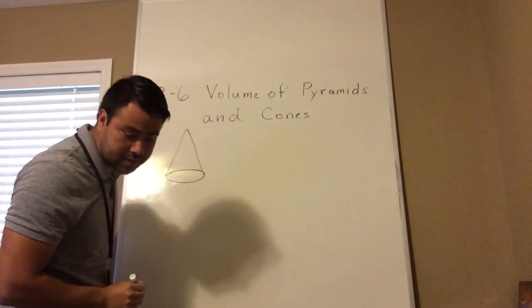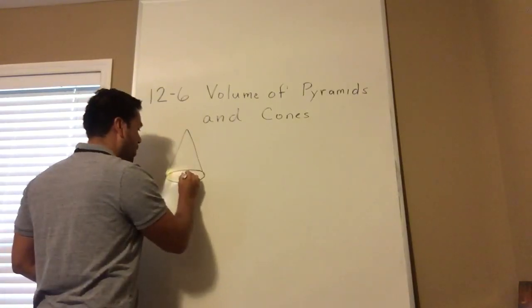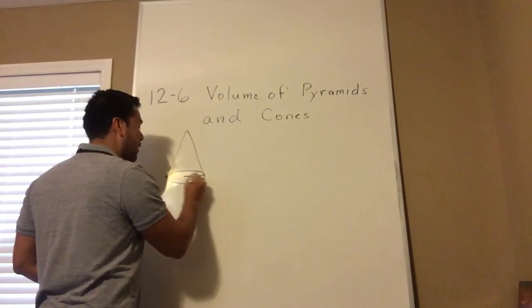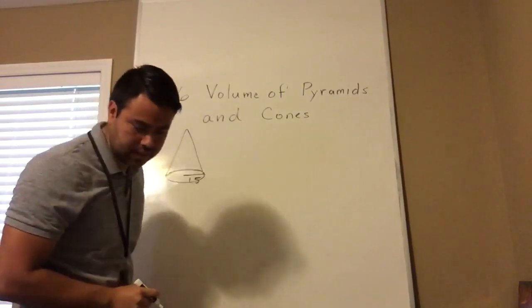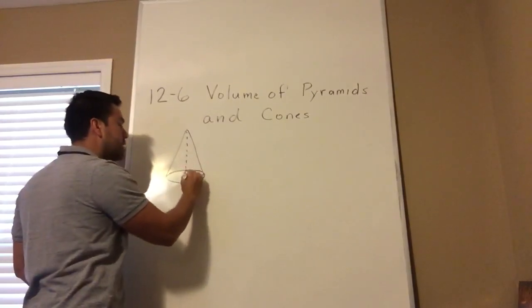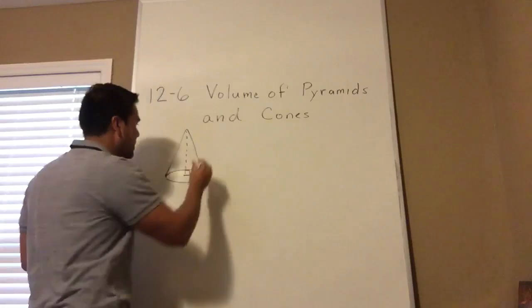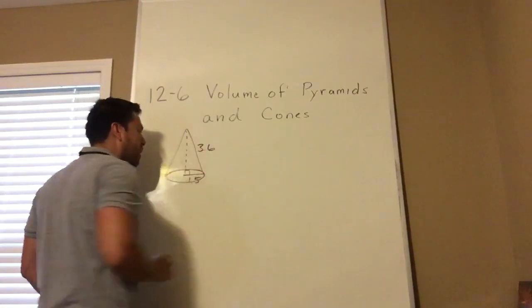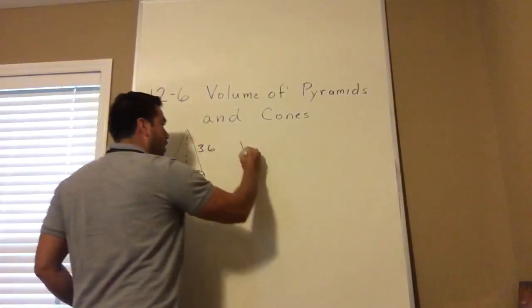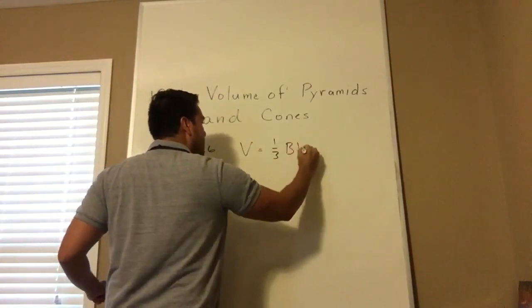And then they give us the radius is 1.5. So this is 1.5, that radius, millimeters in this case. And then the height is always perpendicular to the base, but the height is 3.6. Okay, and then they want you to find the volume. So the volume equals 1/3 area of the base times the height.